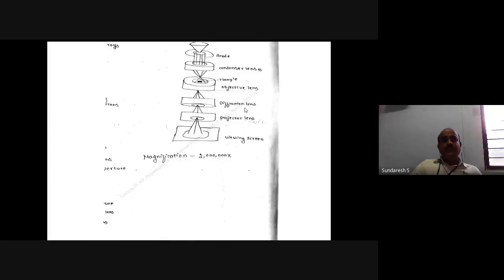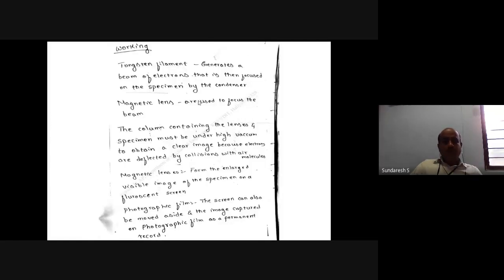Okay. This is the diagram, from which you can understand how it is going to work, and I'm going to explain how this transmission electron method will work. When you come to the working, the tungsten filament generates a beam of electrons that is then focused on the specimen by the condenser. Then we have a magnetic lens which is used to focus the beam. The column containing the lenses and specimen must be under high vacuum to obtain a clear image, because electrons are reflected by collisions with air molecules.